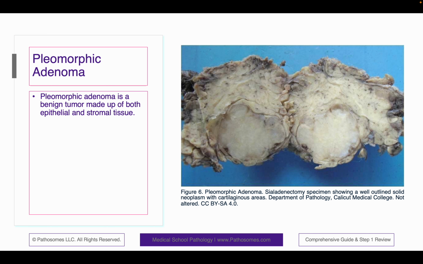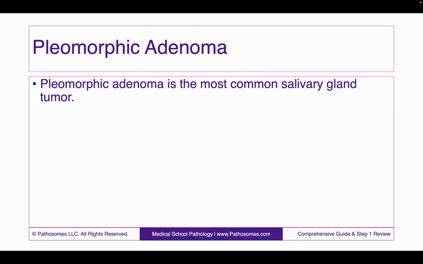Now let's move on to another condition that you will definitely be asked about because it's very common, called a pleomorphic adenoma. Pleomorphic adenoma is a benign tumor made up of both epithelial and stromal tissue, hence why it's called pleomorphic, because it's made up of more than one thing. Pleomorphic adenoma is the most common salivary gland tumor, okay? You must know about it.